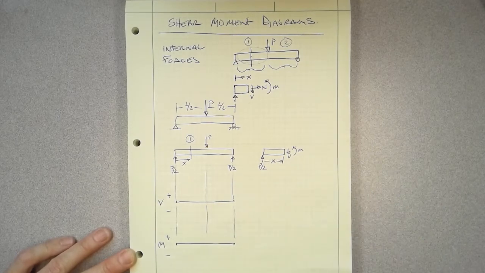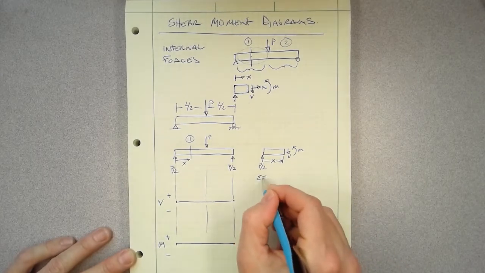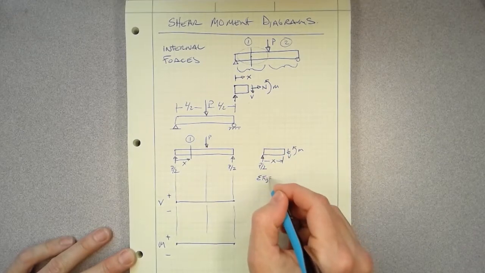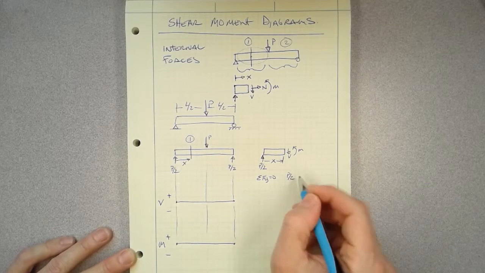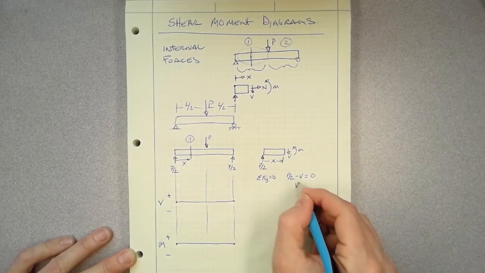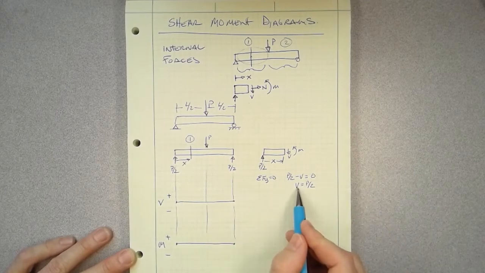So now what we want to do is calculate the shear and moment. If we look at this, we can say the sum of the forces in the y direction is equal to 0, and that's going to give us P over 2 minus V equals 0, or V is going to be equal to P over 2. This is our equation for our shear.